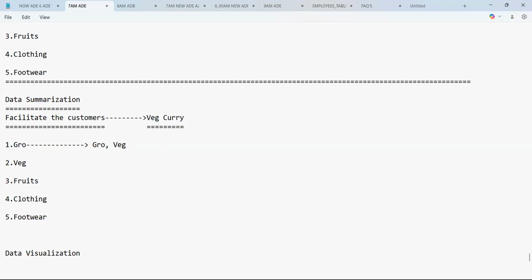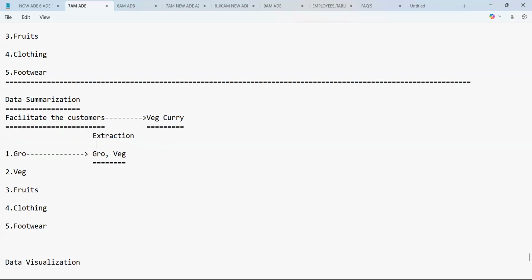So this process is called extraction. You are choosing the vegetables or the products which are required for preparing your vegetable curry. This is called extraction. Now you bought the groceries, some oil, and the vegetables also, paid the bill, and brought them home.